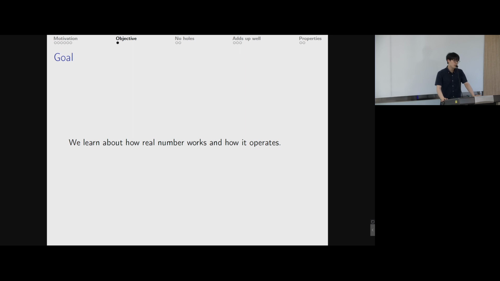Our goal for the real number session is to learn how real numbers work and how they operate. We're trying to learn the basic properties of real numbers: how they add up, how they operate, and what kind of properties they have. These properties are very important because when you're learning about functions and other topics in mathematical analysis, we use them as if they're given, as if they're very basic. So we have to really know the fundamentals before we go on to more complex definitions and concepts in analysis. So stay tuned for it.